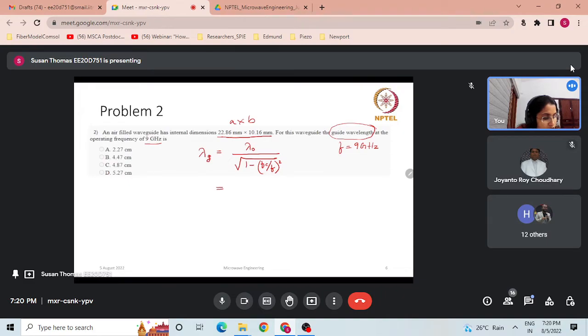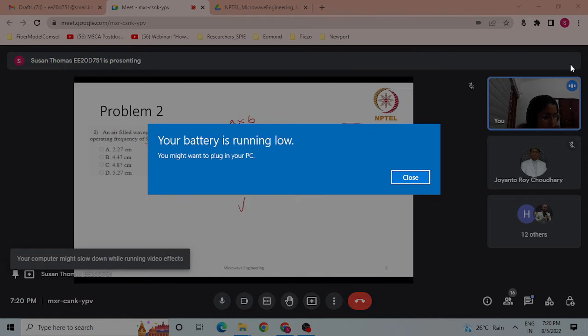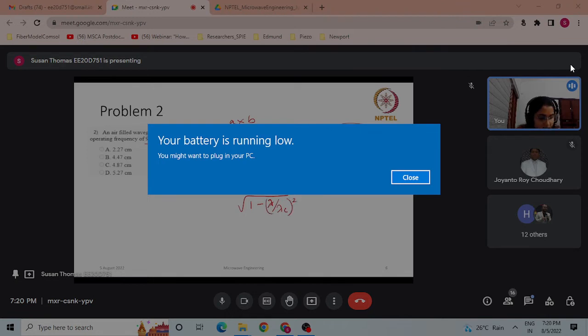This can even be written as lambda naught by root of 1 minus (lambda by lambda c) the whole square. So here we need to take fc, that is the cutoff frequency for the TE10 mode, which is the dominant mode.